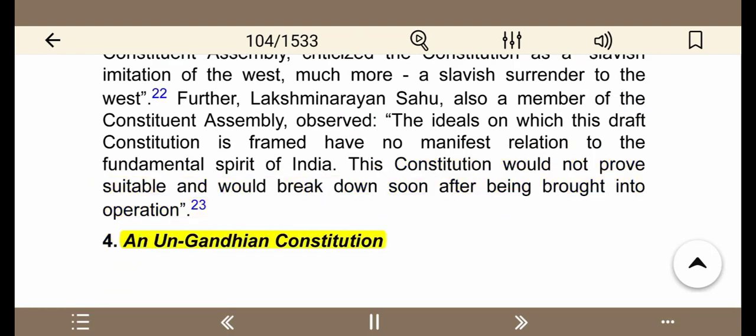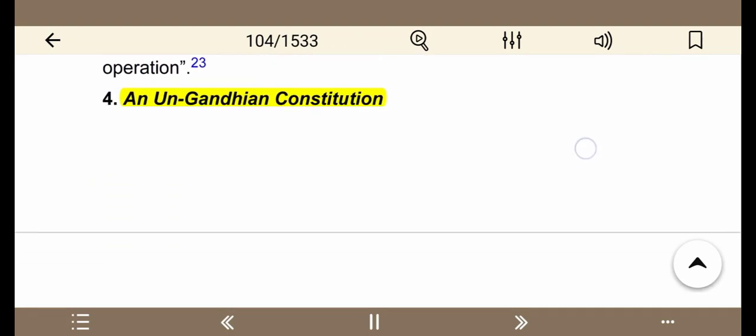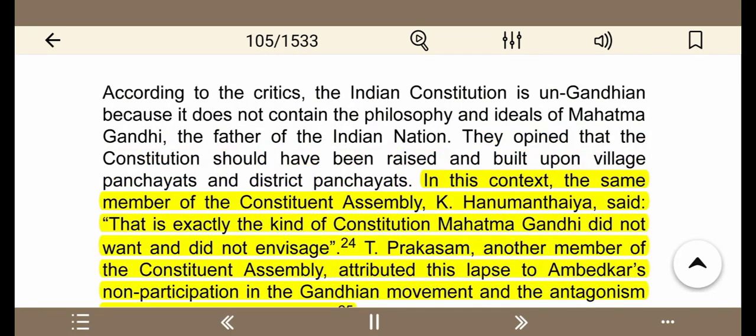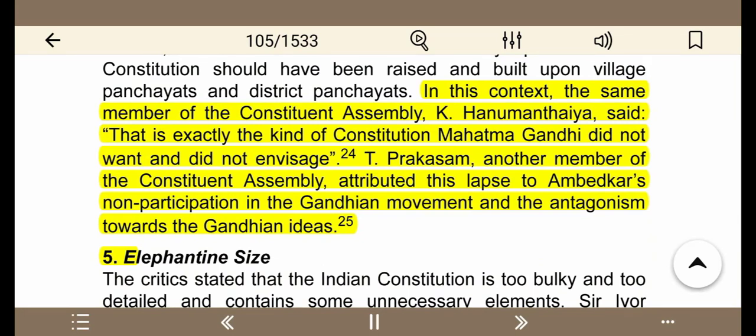234. An un-Gandhian constitution. According to the critics, the Indian constitution is un-Gandhian because it does not contain the philosophy and ideals of Mahatma Gandhi, the father of the Indian nation. They opined that the constitution should have been raised and built upon village panchayats and district panchayats. In this context, the same member of the Constituent Assembly, K. Hanumanthaya, said, "That is exactly the kind of constitution Mahatma Gandhi did not want and did not envisage."